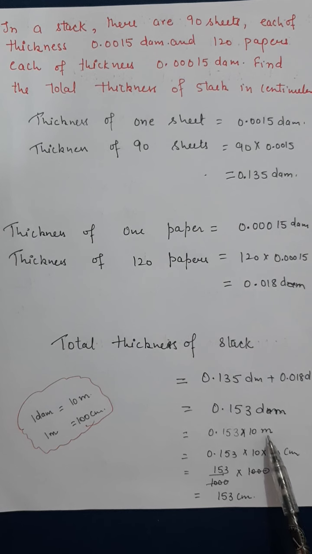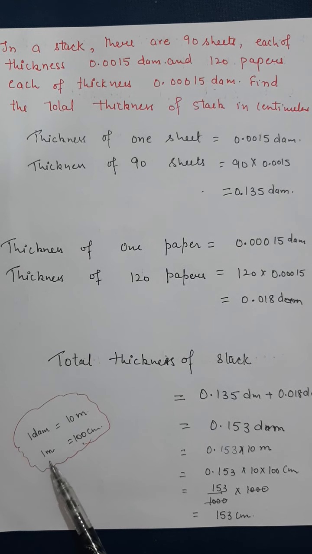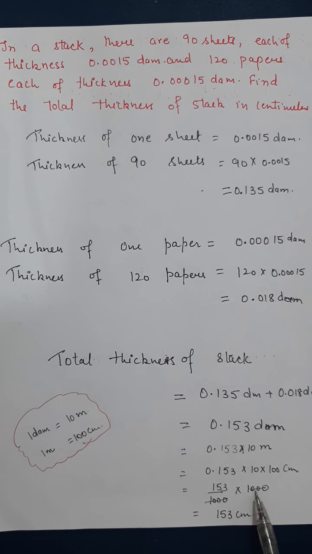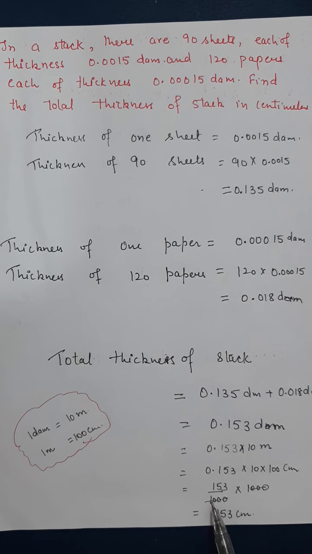Now this meter we want to change into centimeters. 1 meter is equal to 100 centimeters. So it will be into 10, into 100 centimeters. Okay. 0.153 into 10 into 100 centimeters. Now this is 1000, remove this decimal and you will be getting 1000 down. These two will be cancelled out and we will be left with 153 centimeters. So the total thickness of the stack will be equal to 153 centimeters.